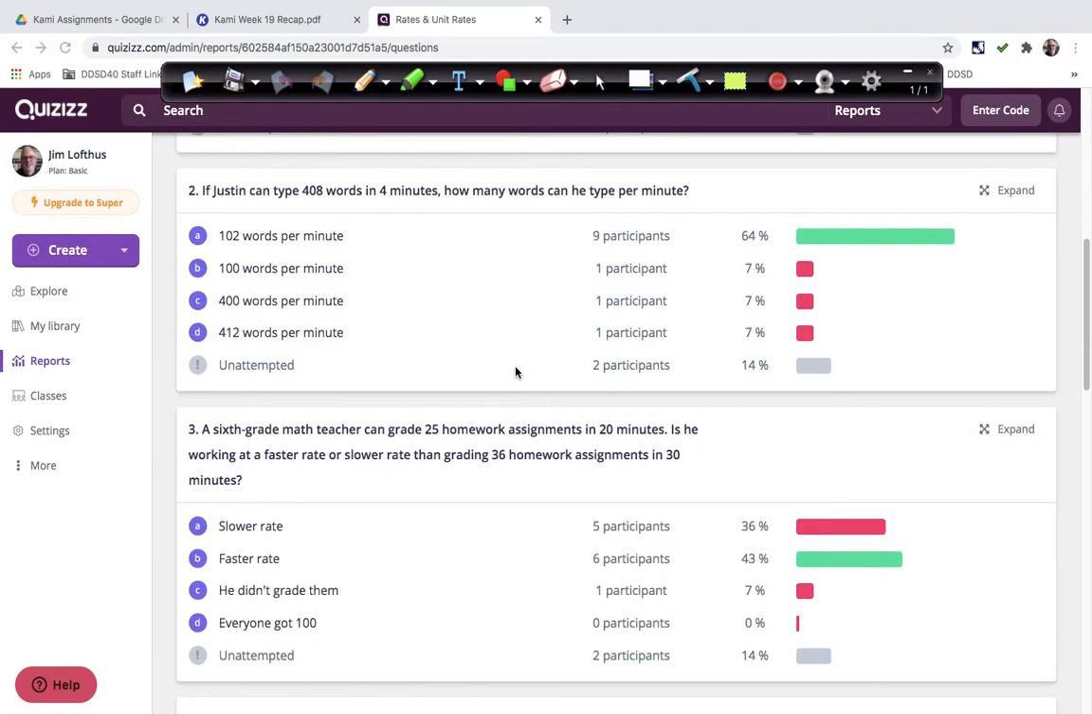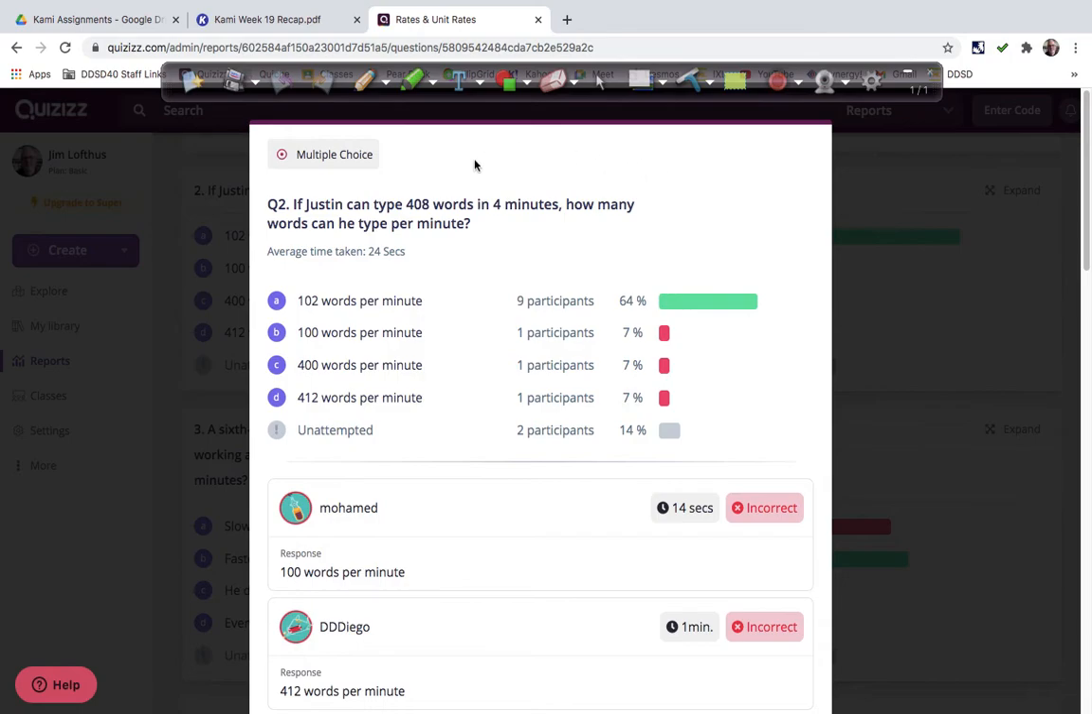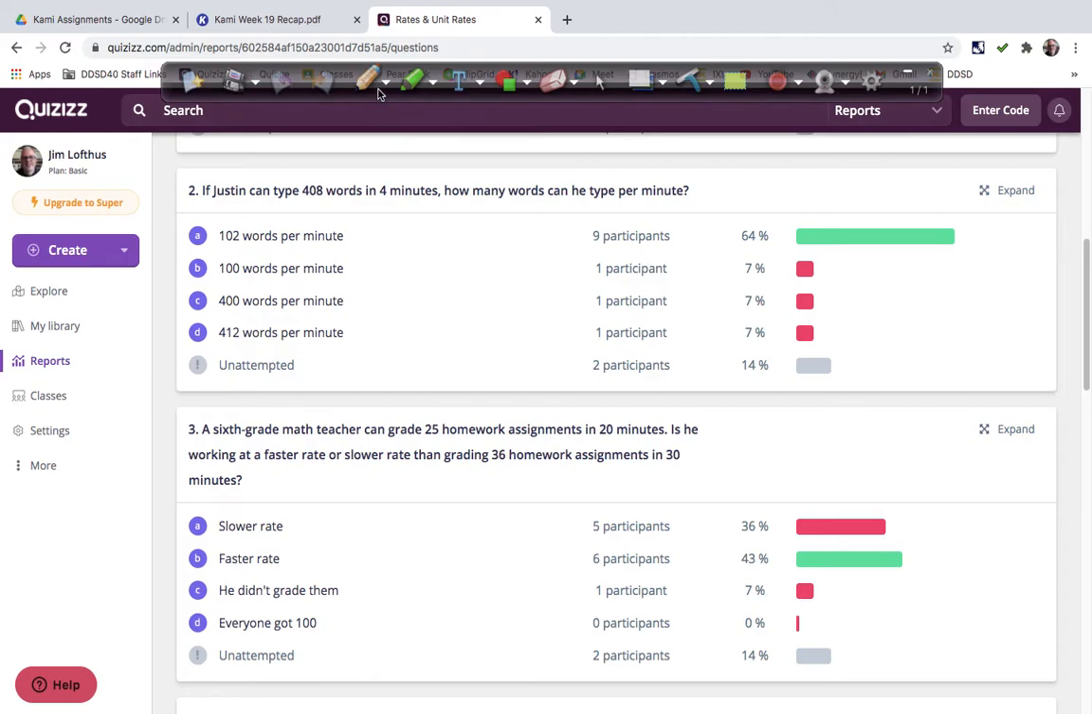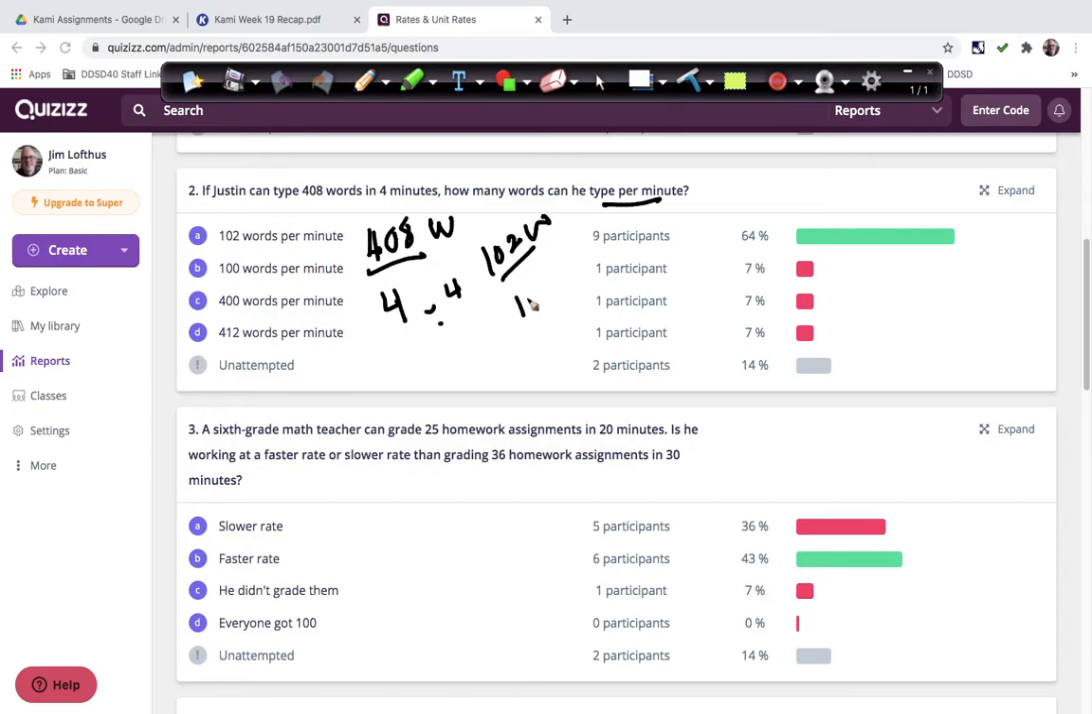Problem number 2. If Justin can type 408 words, and it's always important to put the units on, in 4 minutes. We want per minute, so we're going to divide that by 4. If we divide that by 4, we're going to get 102 words in 1 minute. It's pretty fast.